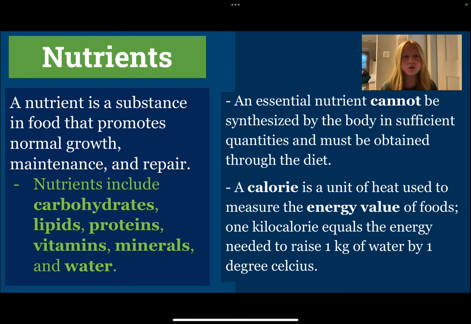So first is nutrients, and these are substances in food that promote normal growth, maintenance, and repair. These include carbohydrates, lipids, proteins, vitamins, minerals, and water. An essential nutrient cannot be synthesized by the body in sufficient quantities, and must be obtained through the diet.